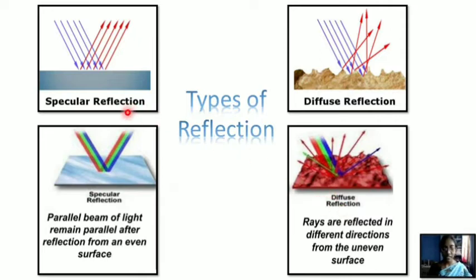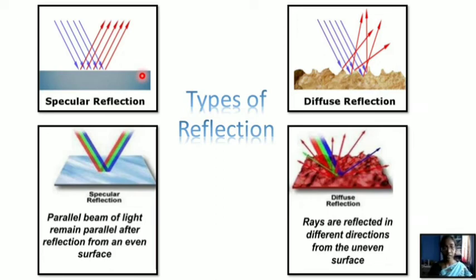Specular reflection is nothing but a parallel beam of light remaining parallel after reflection from an even surface. In this case, you can see the reflecting surface is a plane surface, that is, it does not have any waves. Since the surface is plane and clear, the incident ray, however it meets the plane, is reflected back the same way. So the reflected rays also lie in the same direction. This is called regular or specular reflection.